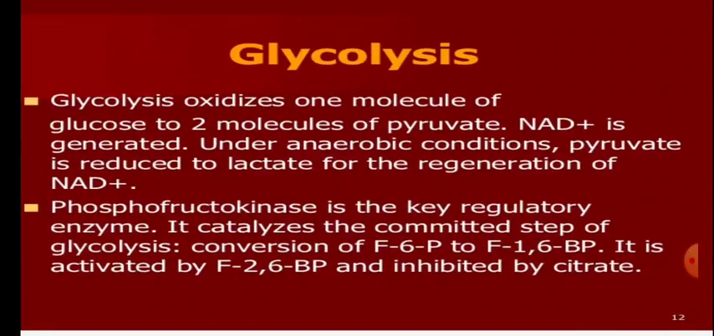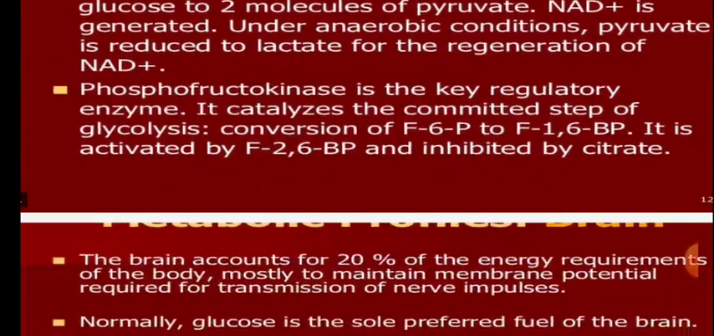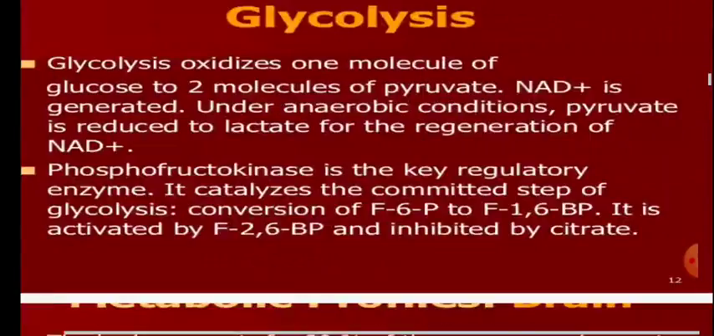Then the second pathway we know is glycolysis. Glycolysis oxidizes one molecule of glucose to two molecules of pyruvate. NAD plus is regenerated under anaerobic conditions, where pyruvate is reduced to lactate. Phosphofructokinase is the key regulatory enzyme, and it catalyzes the committed step of glycolysis, the conversion of F6P to F1,6BP. It is activated by F2,6BP and inhibited by citrate.